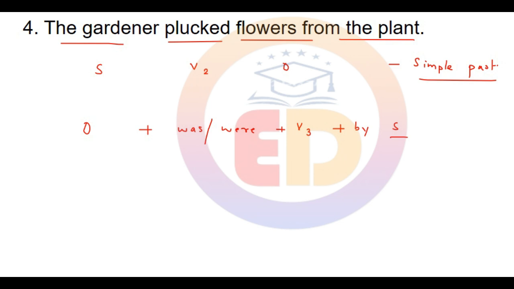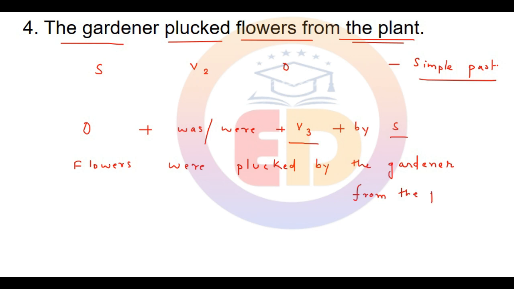The object is flowers. Now it is plural, so we use were. The past participle form of the verb plucked is plucked, followed by by the gardener. At the end, write down from the plant. This will be the passive voice: flowers were plucked by the gardener from the plant.